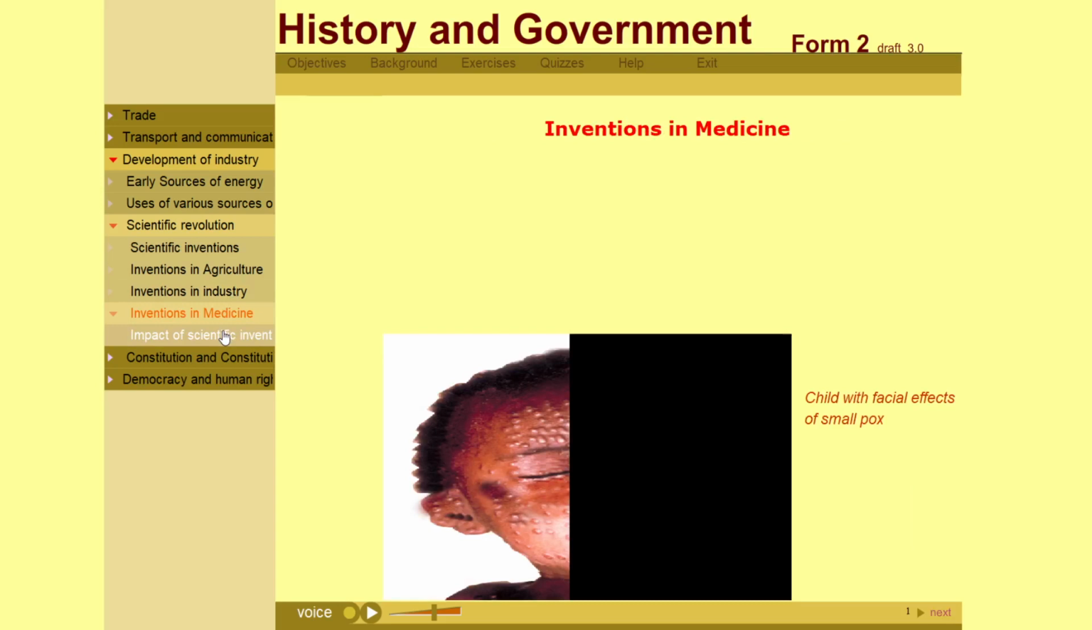Scientific inventions and discoveries in the field of medicine assisted in the improvement of health. Did you know that smallpox could be prevented by vaccination? This discovery was made by Edward Jenner between the year 1749 and 1823. This was when the first successful vaccination was made.